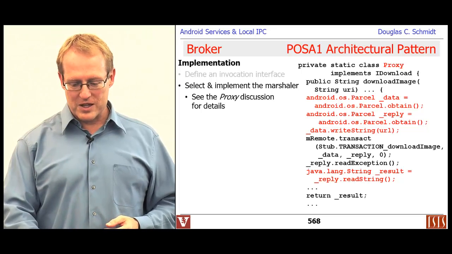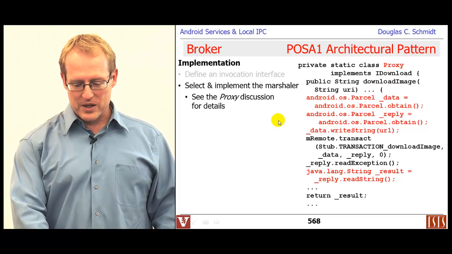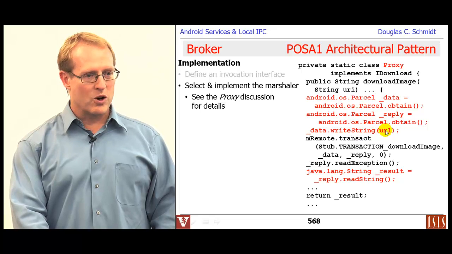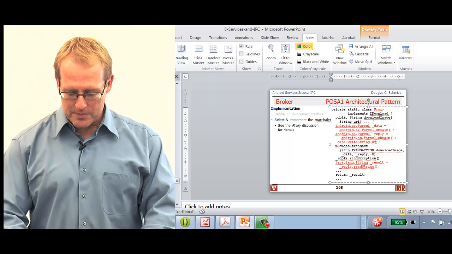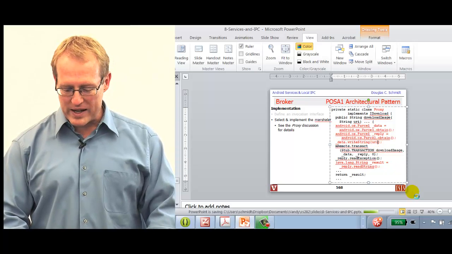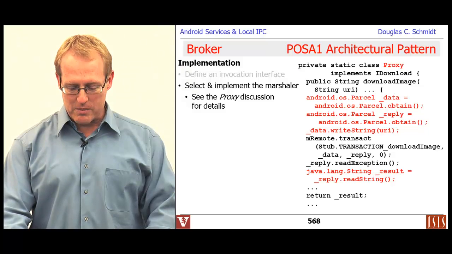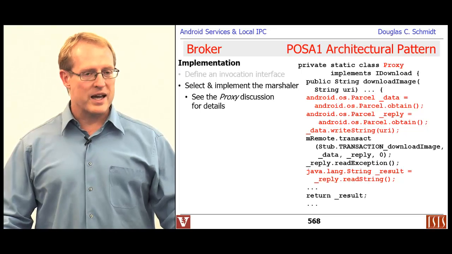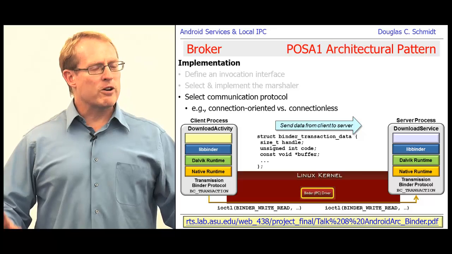So as you can see here, for example, if we're using our download image stuff, then there's going to be this write string call here, which is going to go ahead and take the URL or the URI or whatnot. Oops, that should be URI. And it's going to go ahead and write that thing into the parcel, and then the parcel will be passed over as part of the invocation with the transact method on the remote binder. So we've already covered a lot of that stuff.